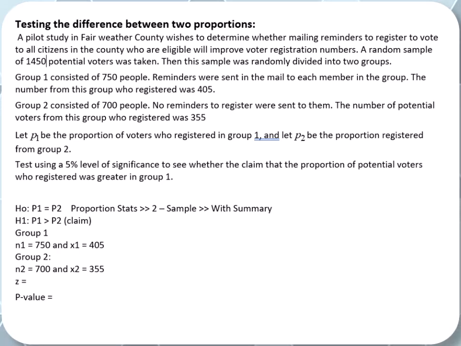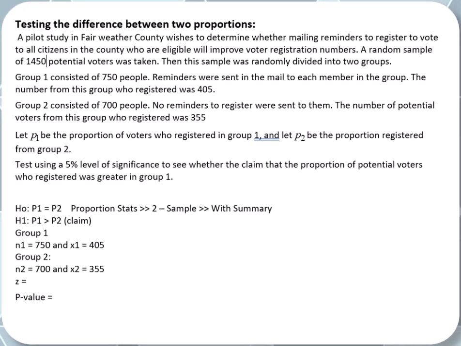No reminders to register were sent to them. The number of potential voters from this group who registered was 355. Let P1 be the proportion of voters who registered in Group 1, and let P2 be the proportion of voters who registered in Group 2. Here's the question. Test using a 5% level of significance to see whether the claim that the proportion of potential voters who registered was greater in Group 1.